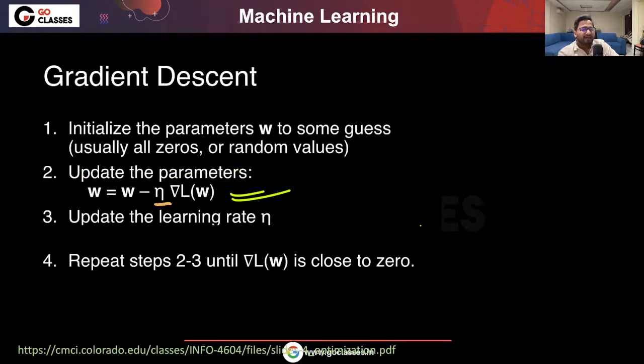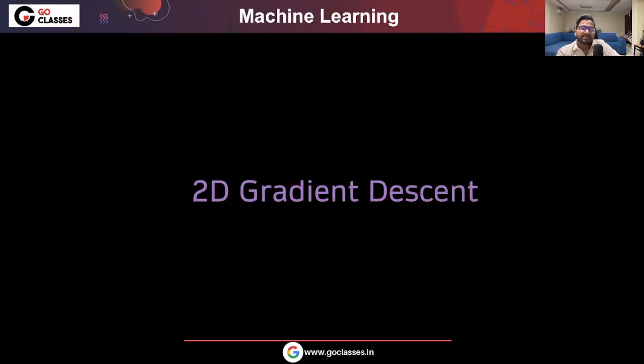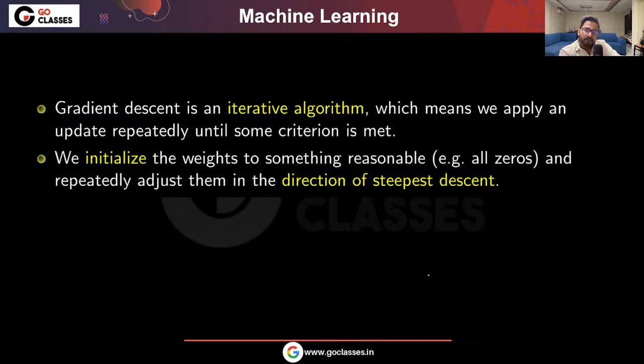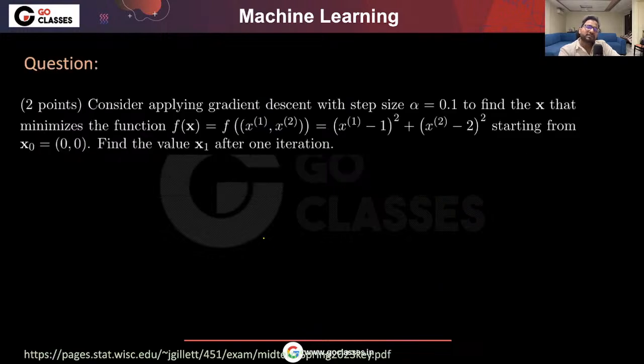Okay. So currently we have seen the gradient descent in just the 1D case, but we can see the same thing in the 2D case also. So let's just see gradient descent, the same thing, in the 2D case. The update formula remains the same, where alpha is called the step size. The update formula will not change. Let's just see with this example.